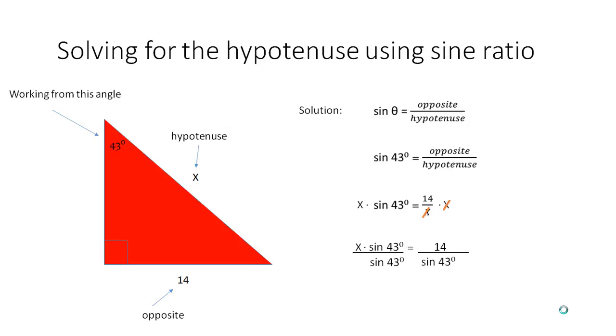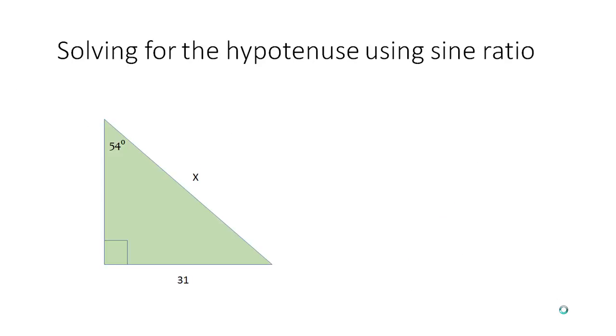Both sides must be divided by the sine of 43 degrees. This eliminates the sine of 43 on the left-hand side, revealing x to be equal to 14 over the sine of 43 degrees. Completing this mathematical expression reveals x is equal to 20.53. Therefore, the hypotenuse is 20.53 units in length.